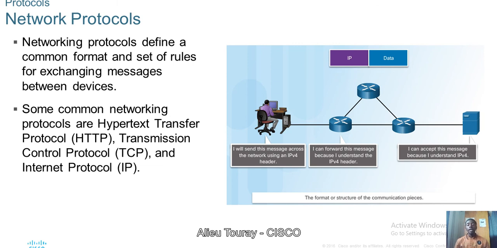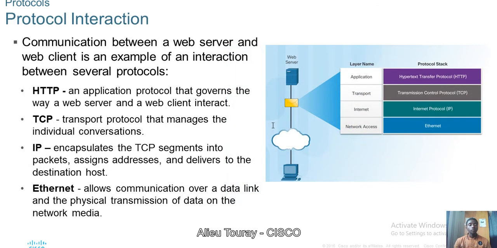When you talk about TCP/IP, because it is just 4 layers, we have the application layer, transport layer, internet layer, and the network access layer. So HTTP is application, TCP is the transport layer or host-to-host layer, and IP is the internet layer. So we talk about those.